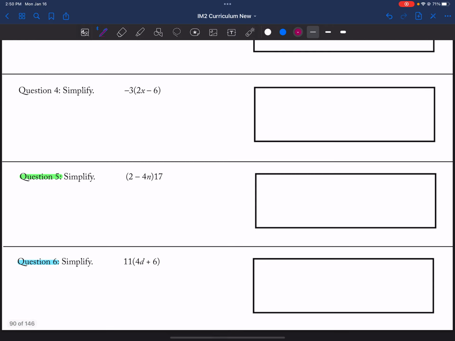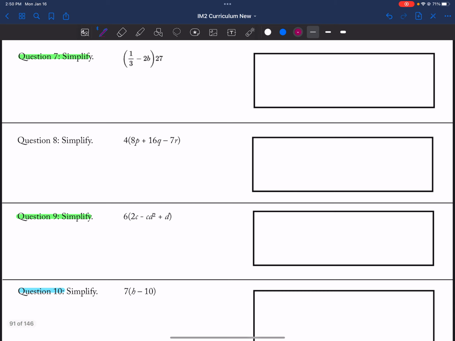And then here, again, 17 can go to the 2, and 17 can go to the 4. So this gives me 34. And then 17 times 4. Again, if you need, do a little arithmetic on the side, 28. So 8, 2, and you get 6. So this would be 68. And so you have 34 minus 68n. And then let's do the next one.